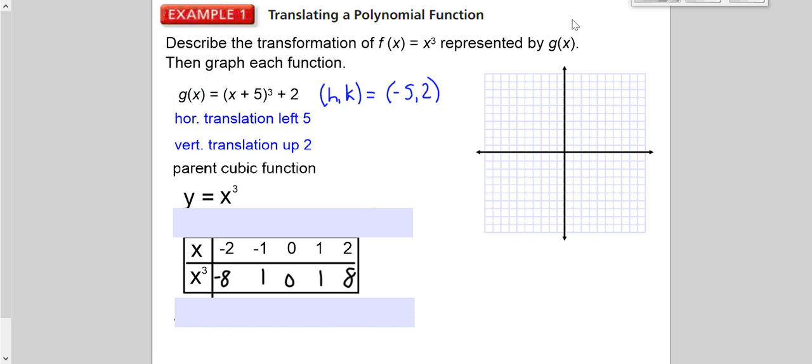It's another reason why I like to use that. And write that down, even though it's technically not a vertex, it's still going to be a point on our graph. (Negative 5, 2). It's going to be an important point.